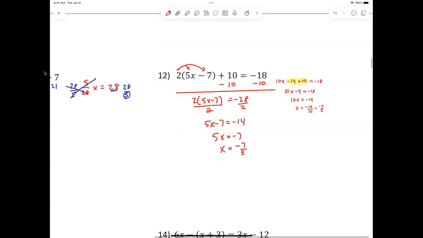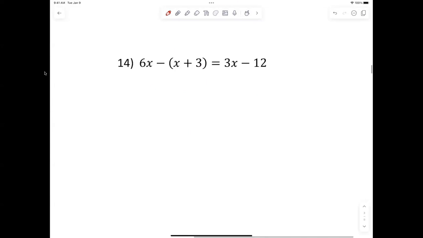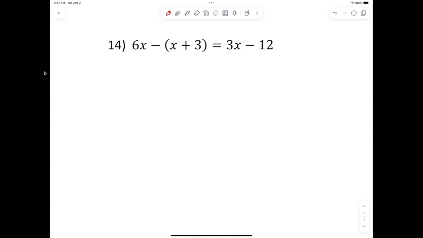All right, here we go. Let's knock out 14. Now I must distribute the negative. Remember, it's like a negative 1. So here we go. 6x minus x minus 3 equals 3x minus 12. What's 6x minus 1x? 5x minus 3 equals 3x minus 12.